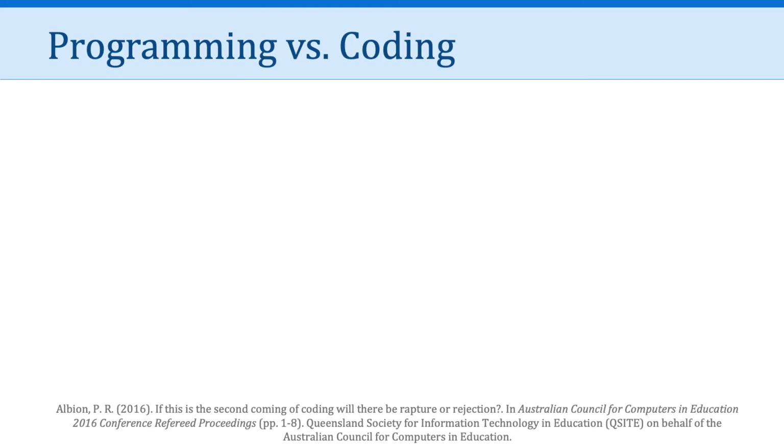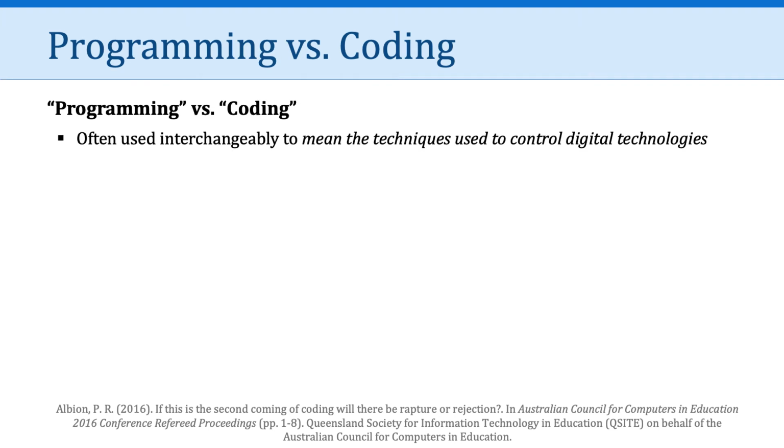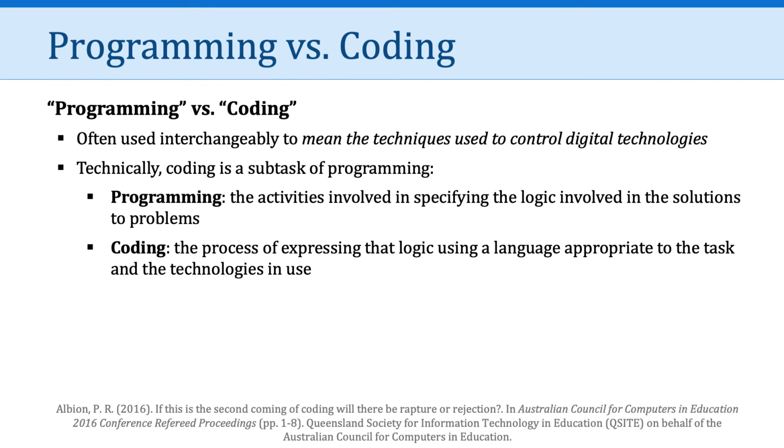And that really brings us to the Albion article. Now, of course, Albion was really talking about Australia and the movement in Australia to integrate computer science education into the curriculum. But I like that article because I think it raises a number of important questions. First, he talks about the difference between programming and coding. Albion points out that those two terms are often used interchangeably to simply mean the techniques used to control digital technologies. He does point out that technically, coding is a subtask of programming. Programming encompasses all of the activities involved in specifying the logic involved in the solutions to problems, whereas coding is the process of expressing that logic using a language appropriate to the task and the technologies at hand.